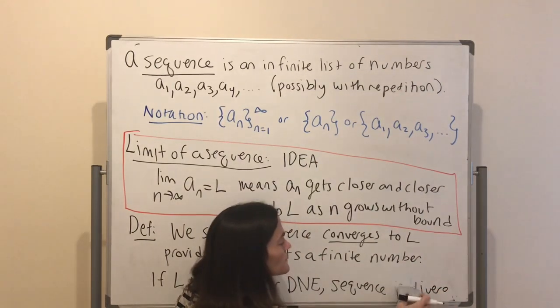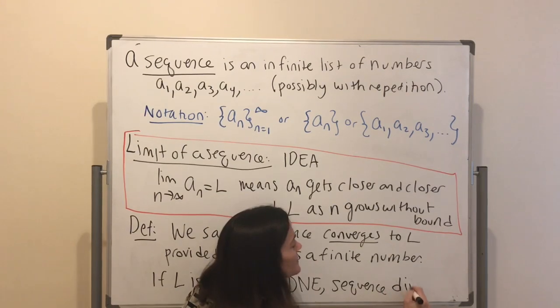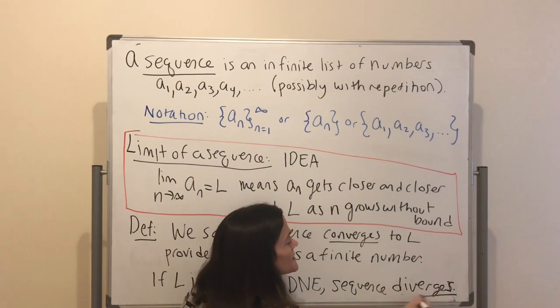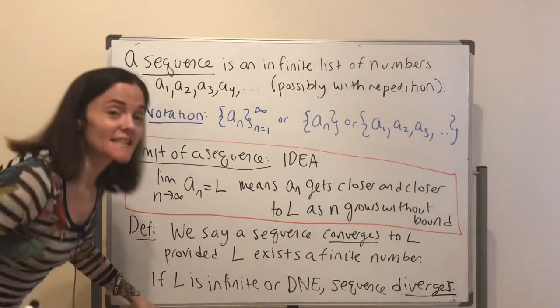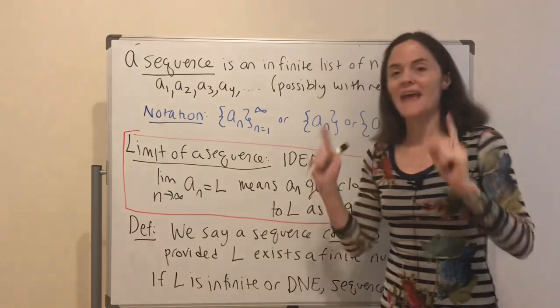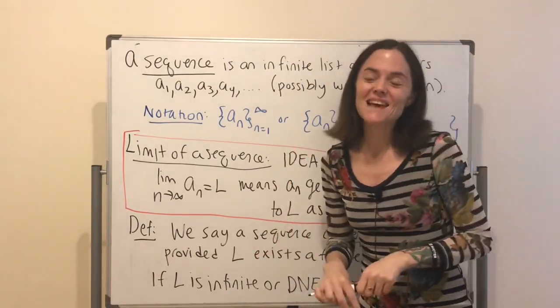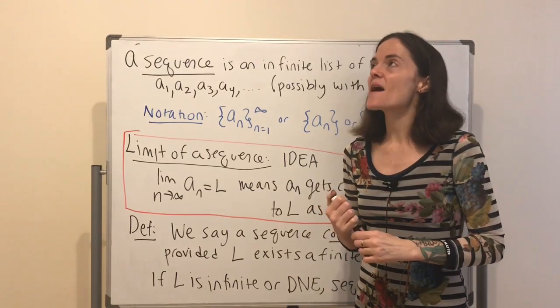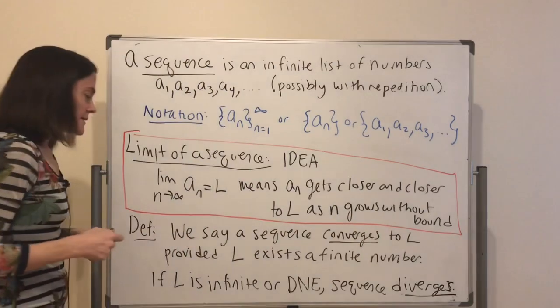Maybe I will use the verb for both of these. The sequence diverges, and the adjective is divergent. It's just like, the notions of convergent and divergent being adjectives, converges and diverges being verbs. It's just like when we were discussing, say, improper integrals like this.